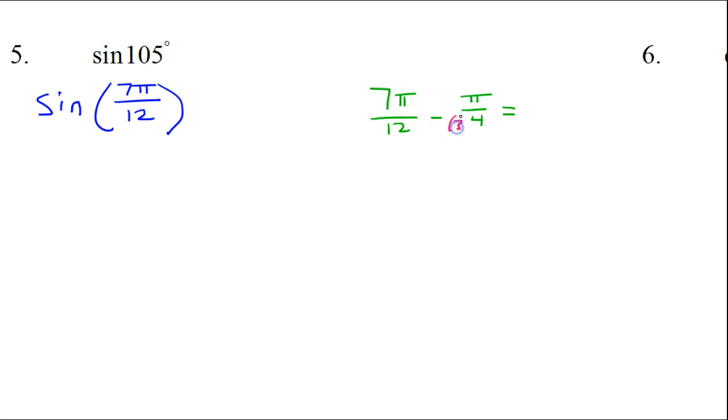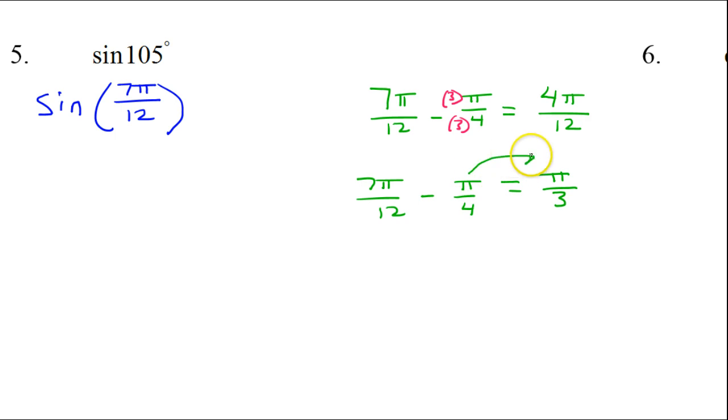To make like denominators, I would have to multiply the numerator and denominator by 3. So 7 pi over 12 minus 3 pi over 12 is 4 pi over 12, which reduces to pi over 3. So that means 7 pi over 12 minus pi over 4 is equal to pi over 3. Now adding pi over 4 to both sides, that means 7 pi over 12 is equal to pi over 4 plus pi over 3. All right, so this is what I'm going to use to split apart 7 pi over 12.